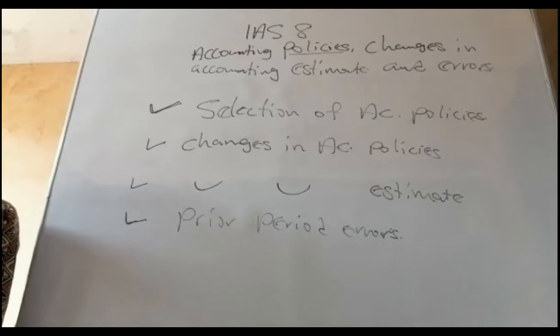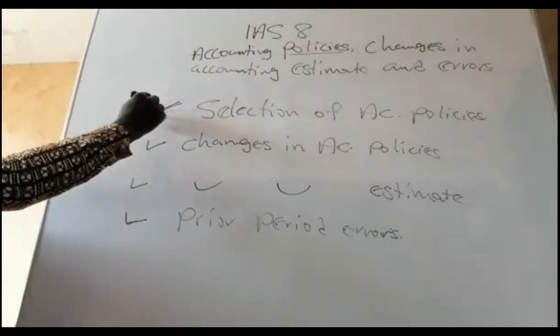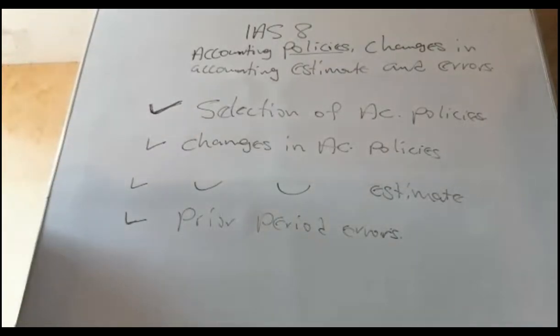And the second aspect deals with the changes in the accounting policy. The third one is changes in accounting estimates. And finally, correction of prior period errors, and then we are done with IAS 8. So first of all, let's start with the selection of accounting policy. I'll break this section into 4.